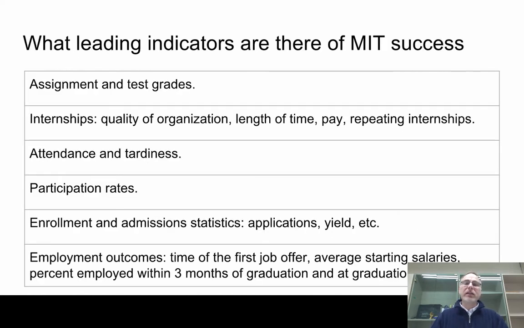Here were some of the leading indicators we came up with for the program that you're in: assignments and test grades, attendance and tardiness, participation rates, and then some of the prior statistics at the very beginning of the program, enrollment and admission statistics. How many applicants were there? What was the application yield? And on the graduation side, employment outcomes. These are all indicators of MIT success. So we might look at any of these as a result that we want to get, or we might look at these as an overall indicator or a set of indicators about the health of the MIT program.